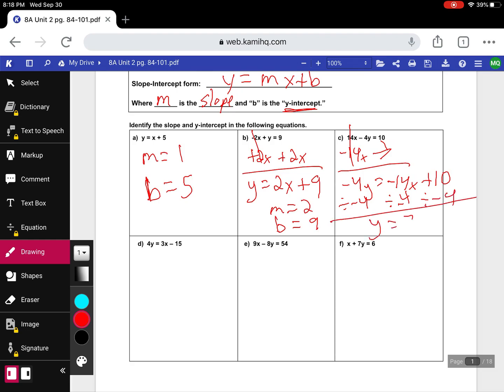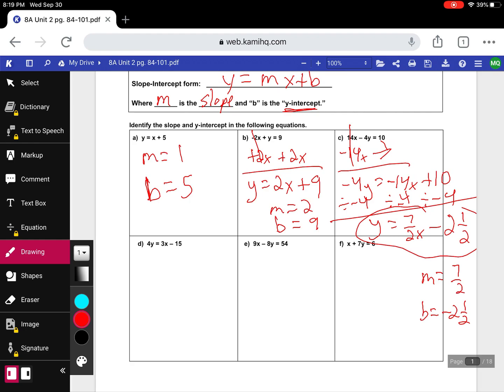I get y equals 7 halves x. A negative over a negative is a positive. And here we get minus 5 halves, which is 2.5. Just a little word of advice: when you're doing these slope-intercept, I want you to leave the slope as an improper fraction because you're obviously doing rise over run. When you're talking about your y-intercept, though, you change that to a mixed number. And then we can pull out our slope and y-intercept. We have a slope of 7 halves and a y-intercept of negative 2.5.